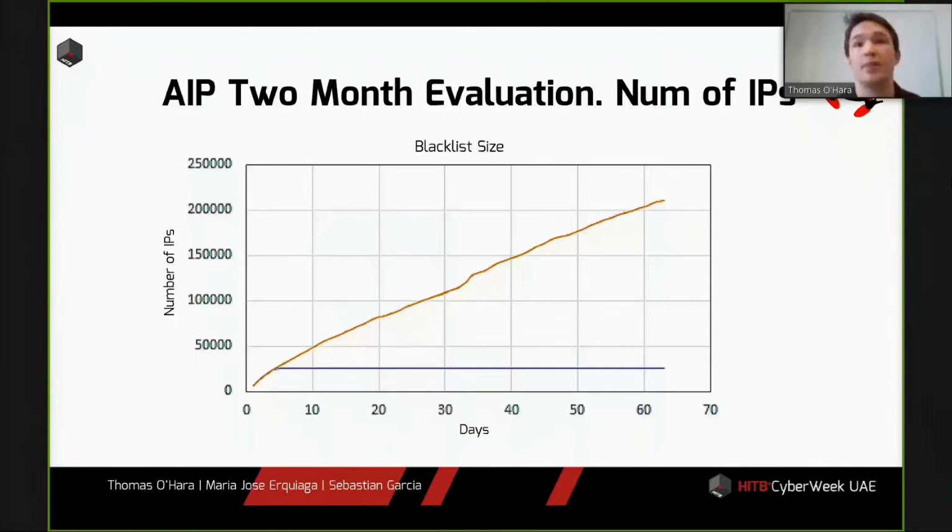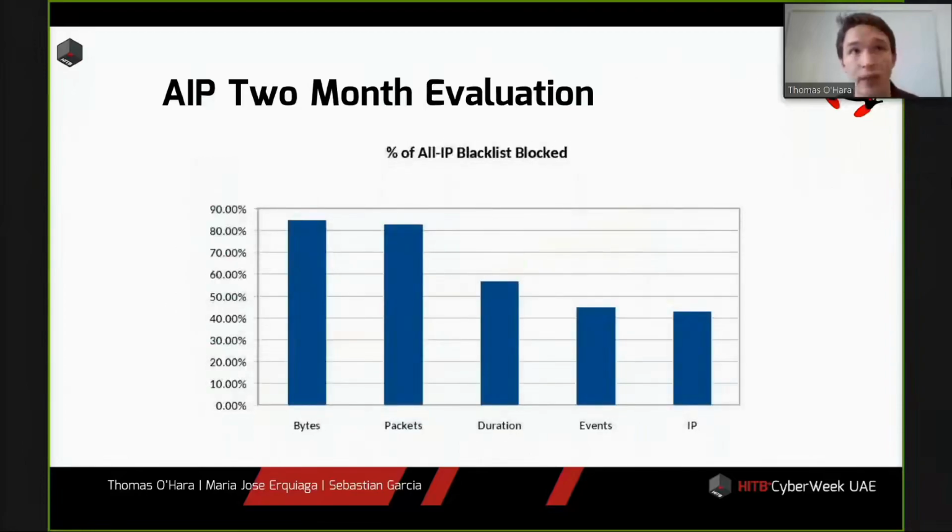So it grew, and by the end of our two-month evaluation period, we had over 200,000 IPs in the all IP database. In terms of our evaluation results, our AIP blacklist was able to block most of the traffic that the all IP blacklist was able to, as long as the quantifier was the amount of data being transferred. So if we look here, we see our AIP blacklist was able to block over 80% of the bytes and packets that were being transferred by malicious IPs in our network.